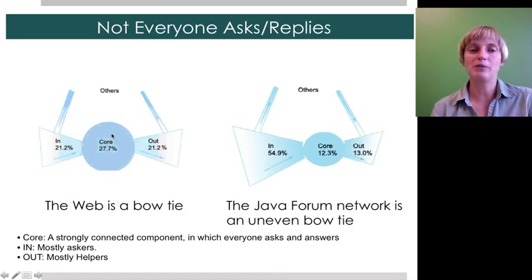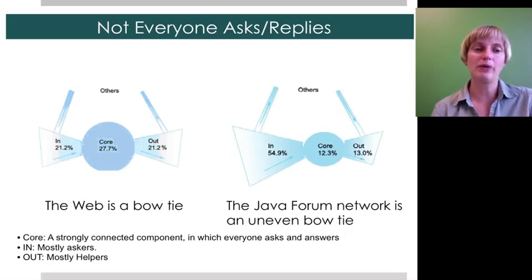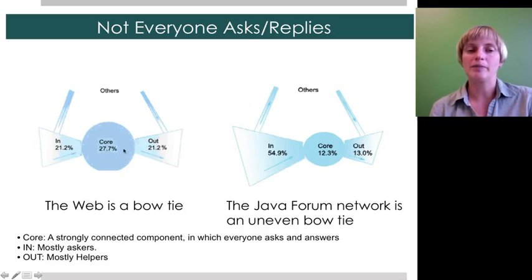Remember, on the web, this means that you could actually, if you're very patient and kept clicking, get from one page to any other within that component. And then you have the in component. From this component, you can start on a web page and end up in the strongly connected component, but you can't get back out. The out component means that you can get out of the strongly connected component into this region, but you can't get back in, and then kind of other sorts of structures.